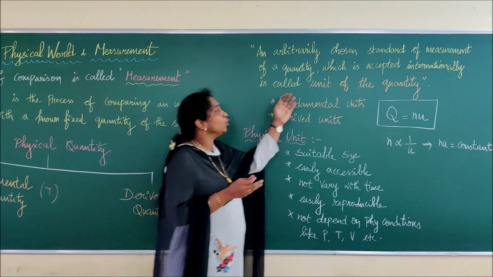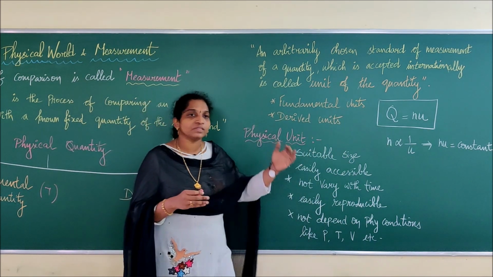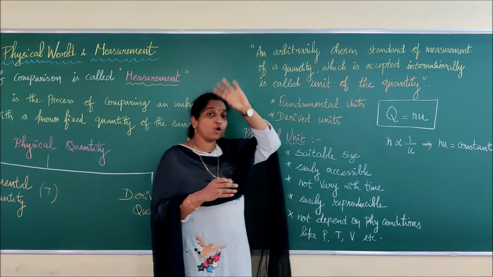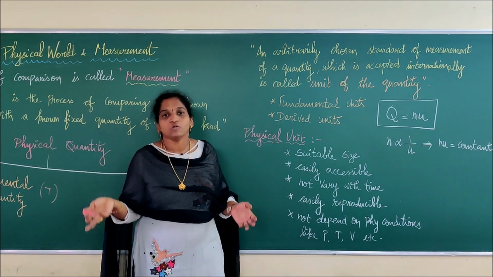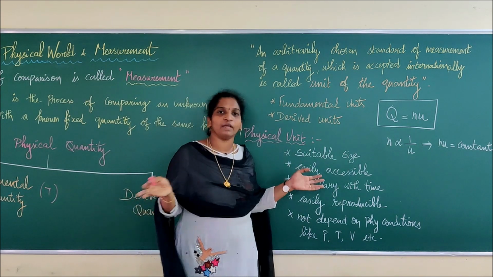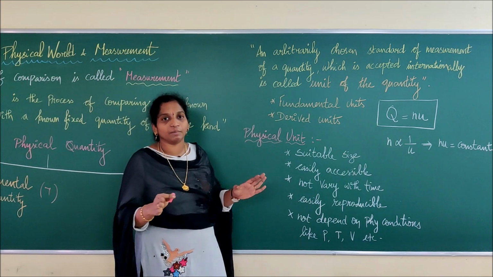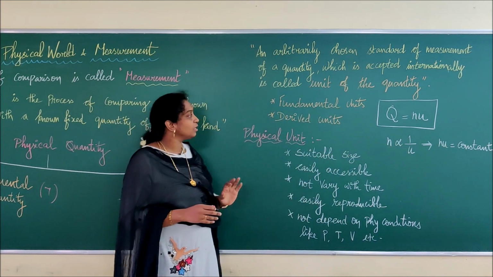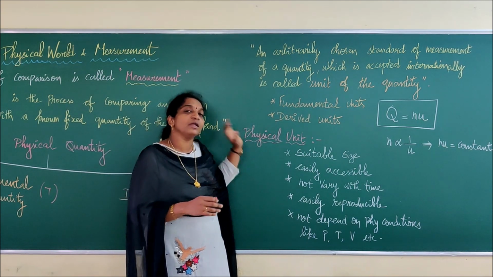We call that a unit of a quantity. Everything is represented with a standard that has been accepted internationally all over the world. If I go to America, meter is not in a different language. Meter is common everywhere, kilogram is common everywhere. So internationally that symbol has been accepted, and we call that a unit of quantity. Is it clear? There are 2 types of unit: one is the fundamental unit and the other is the derived unit.